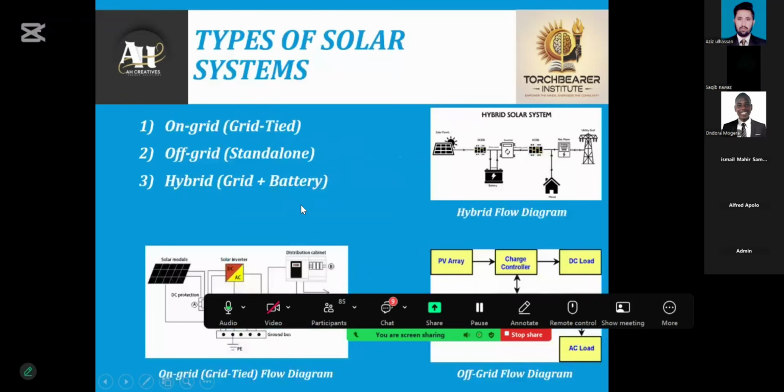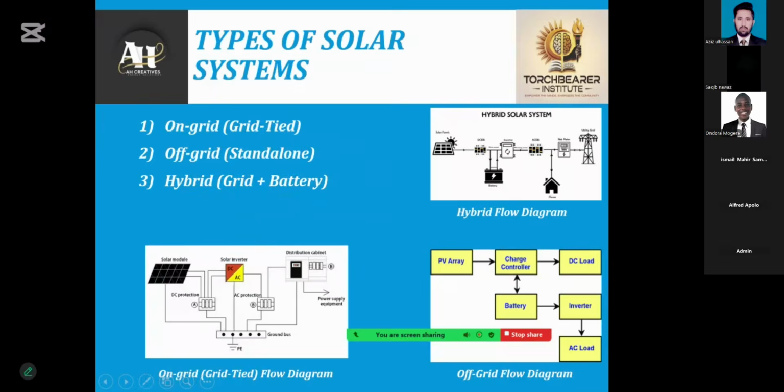So the next point, or next presentation, is types of solar system. After understanding the importance of solar, and you understand the client, you need to design a type of solar system that will meet the client's need. Basically, we have three types of solar systems. First of all, we have the on-grid system, also known as grid tied. Also, we have an off-grid system or standalone, and then we have a hybrid system.